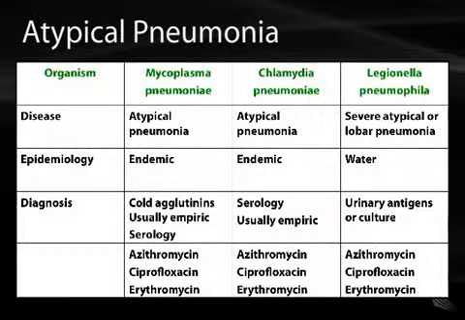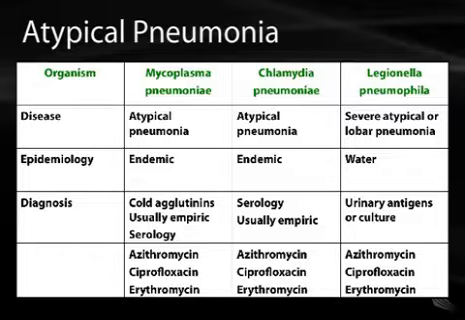This is a table which highlights the atypical pneumonial agents and how they vary. So the three organisms involved are Mycoplasma pneumonia, Chlamydia pneumonia, and Legionella pneumophilia. You'll find that Legionella is more likely to be severe or form a lobar pneumonia. Epidemiology for Mycoplasma and Chlamydia are pretty common. And in Legionella, it's more epidemic with water-based systems.